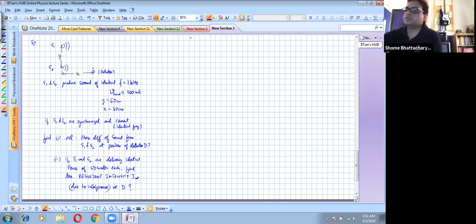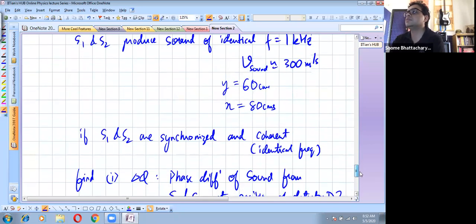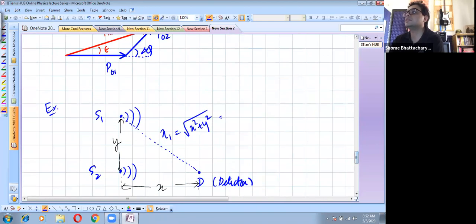So everybody got it? So everything lies in the diagram actually. In this diagram you can see the distance traveled by the sound coming from source S1, so let's write that as x1. That is square root of x squared plus y squared. X and y were 60 and 80 centimeters. So that's 100 centimeters.